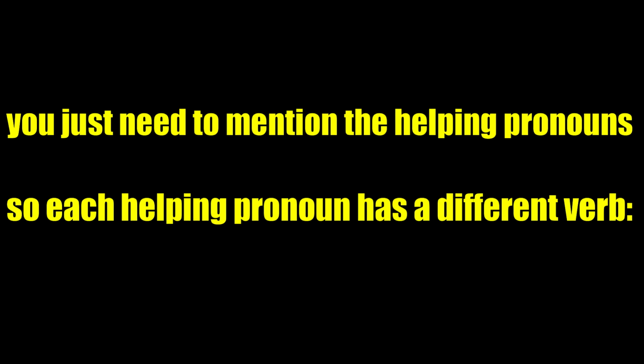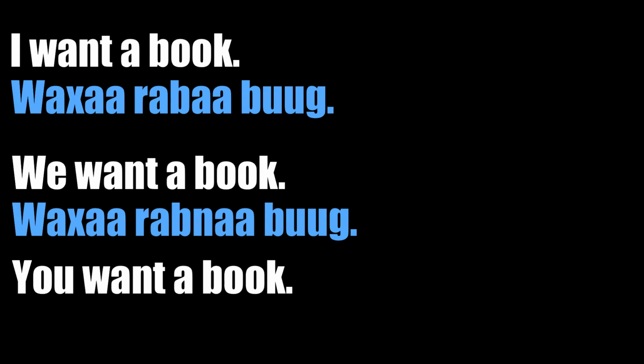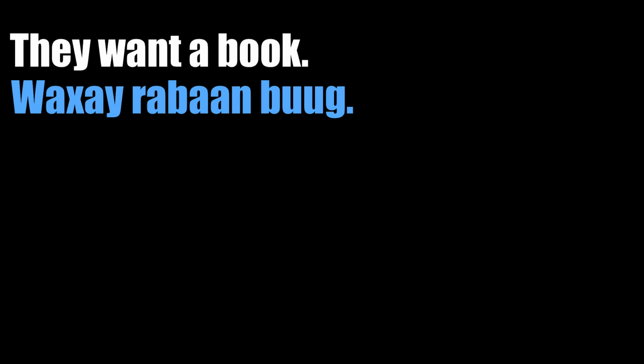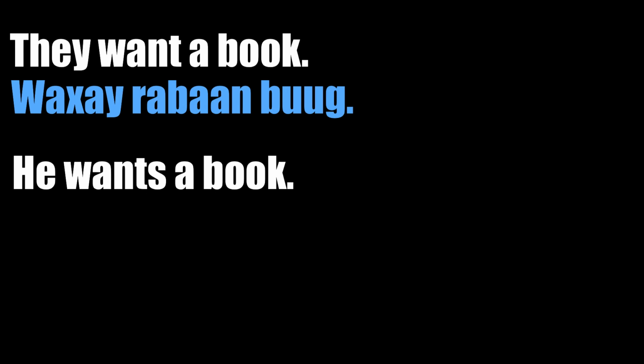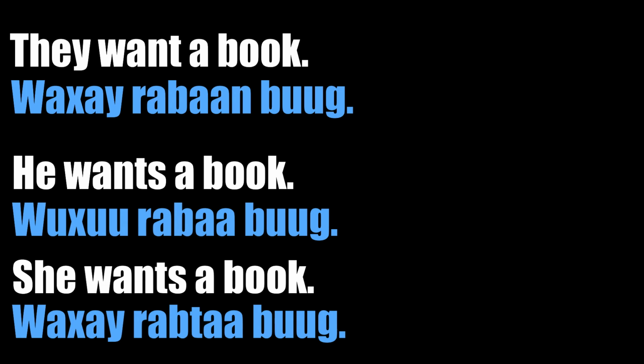So each helping pronoun has a different verb. I want a book, waxaa rabaa book. We want a book, waxaa rabnaa book. You want a book, waxaa rabtaa book. They want a book, waxay rabaan book. He wants a book, wuxuu rabaa book. She wants a book, waxay rabtaa book.